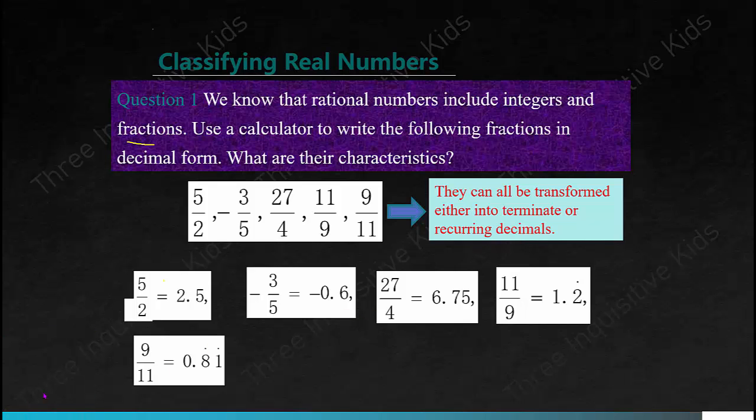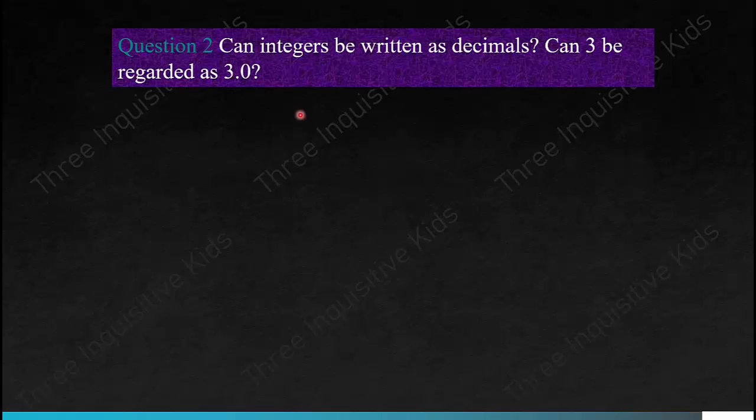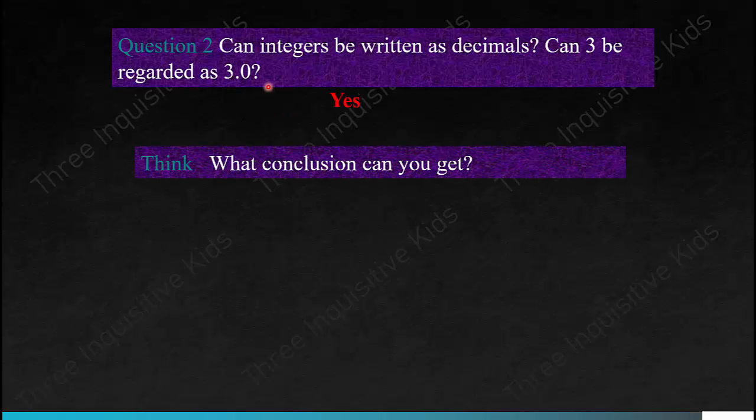Now a recap on what recurring decimals are. Recurring decimals are just decimals that go on forever, but there is a pattern and it repeats. So for example, this. There's a pattern to this, so it repeats. Can integers be written as decimals? Can 3 be regarded as 3.0? So the answer to that is yes. So think, what conclusion can you get?